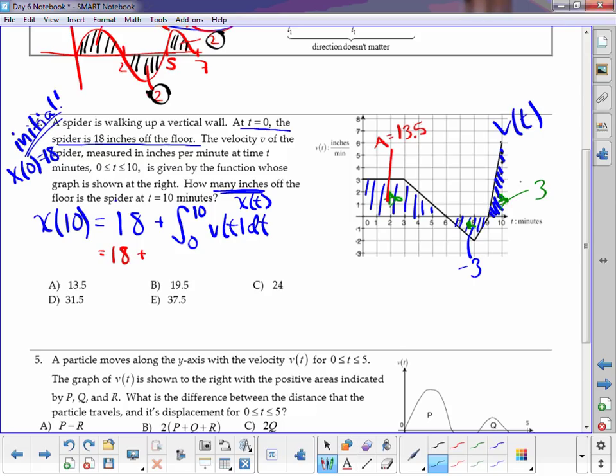Okay, so I have 18, and then this whole thing is made up of 13.5 minus 3 plus 3. So what do we get for our answer? 31.5. So the story of the spider here is that he started off 18 inches off the ground. Then from 0 to 6 minutes, he traveled 13.5 more inches up. Then he changed his mind, turned around. From 6 to 9 minutes, he traveled 3 inches down. Then from 9 to 10, he traveled 3 inches back up.